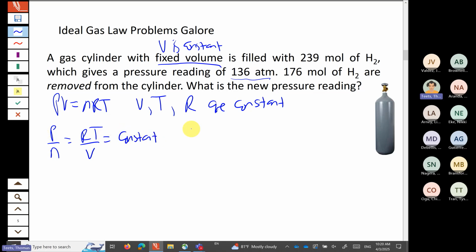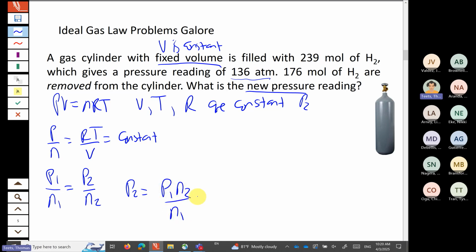Which then tells us that this ratio, P1 over n1, equals P2 over n2. It's a way of saying that pressure and number of moles are directly proportional to each other. We're looking for the new pressure, P2, so we solve for P2, which is going to be P1 times n2 over n1.